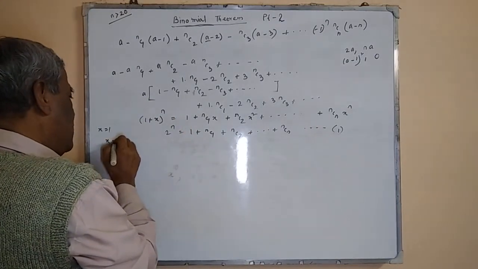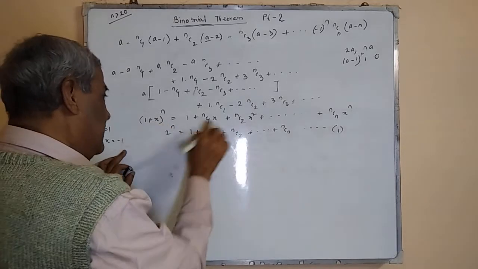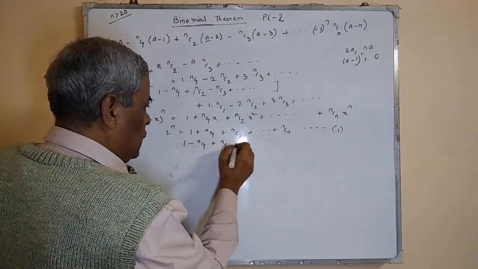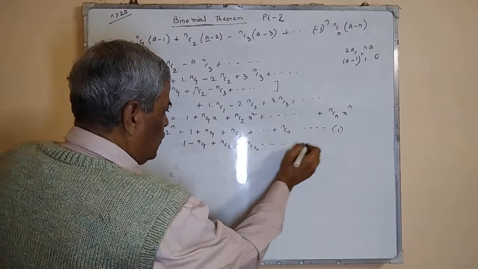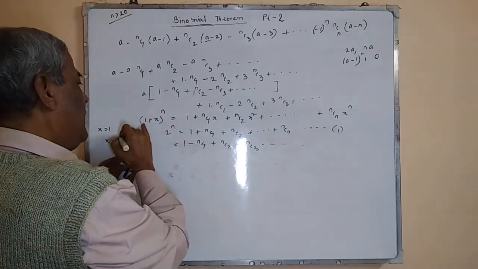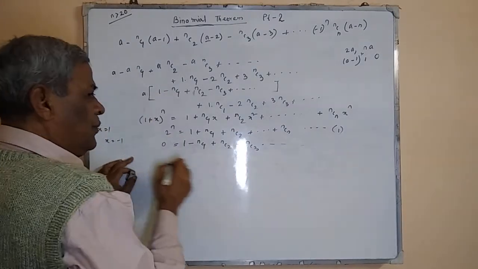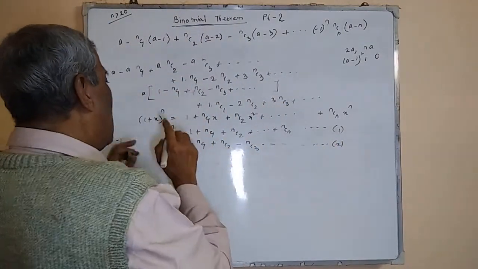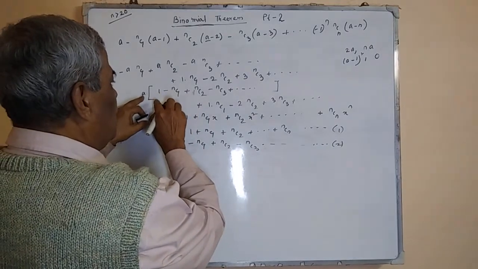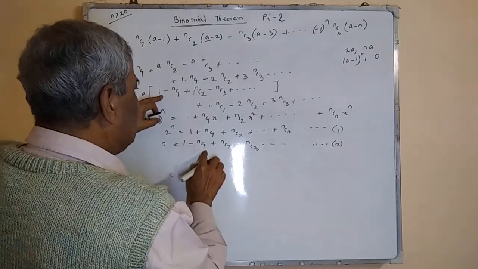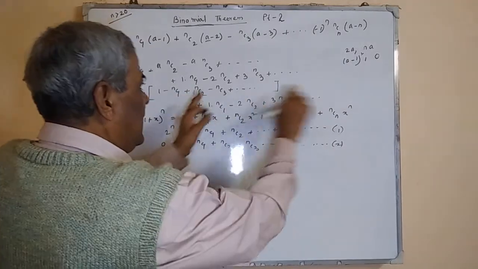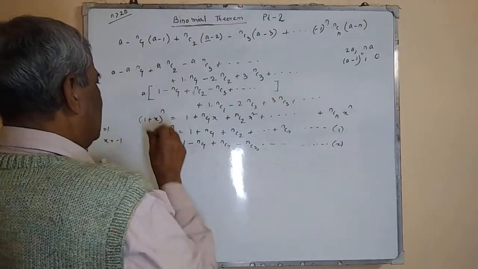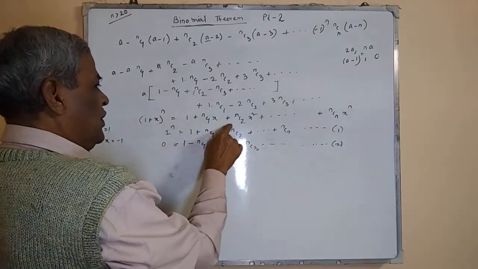Now put x equal to minus 1 over there. We get 1 minus nC1 plus nC2 minus nC3 and so on. This is equal to (1 minus 1)^n, that is 0. This is say 2. So this result, the coefficient of a, which is 1 minus nC1 plus nC2 minus nC3, is equal to 0. Next, differentiate this result on both sides.